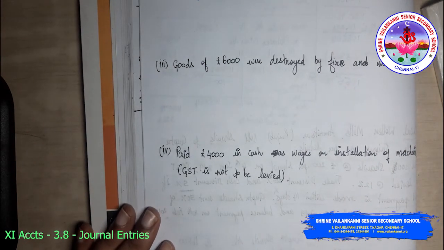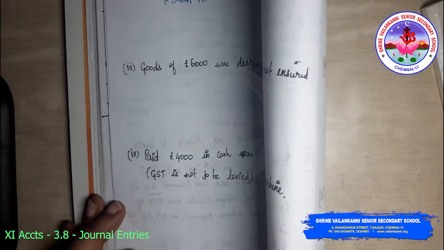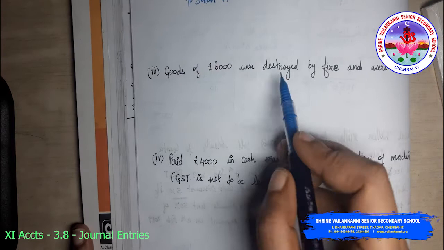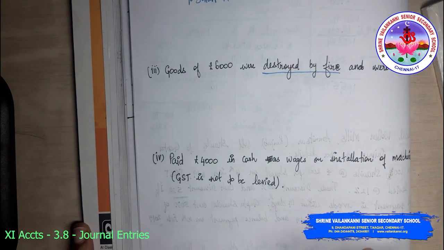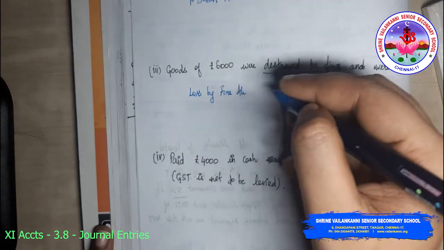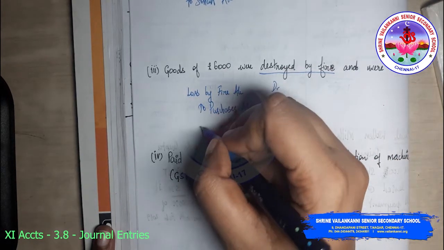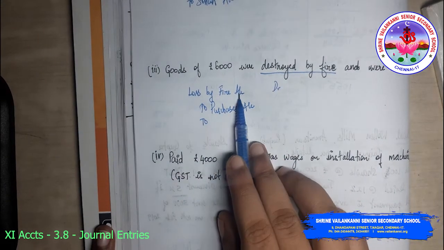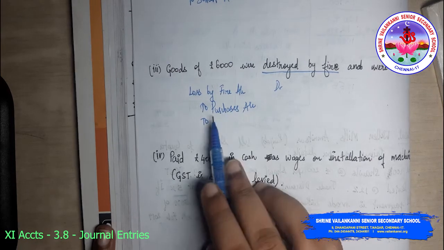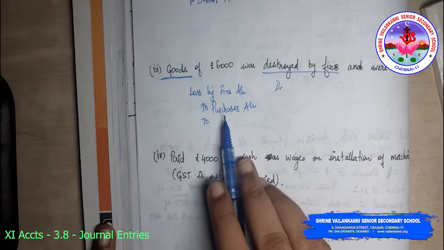Next, goods of 6000 were destroyed by fire and were not insured. Okay, it is destroyed by fire. Whenever it is destroyed by fire, it is a loss. So debit all expenses and losses, loss by fire account debit to purchases account. Now you should understand, whenever there is a catastrophe, it affects purchases because goods are lost, destroyed by fire. So it reduces your purchases.